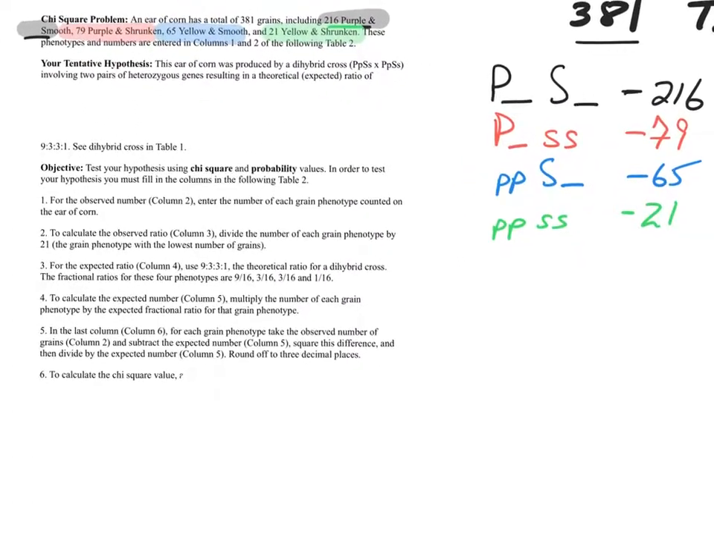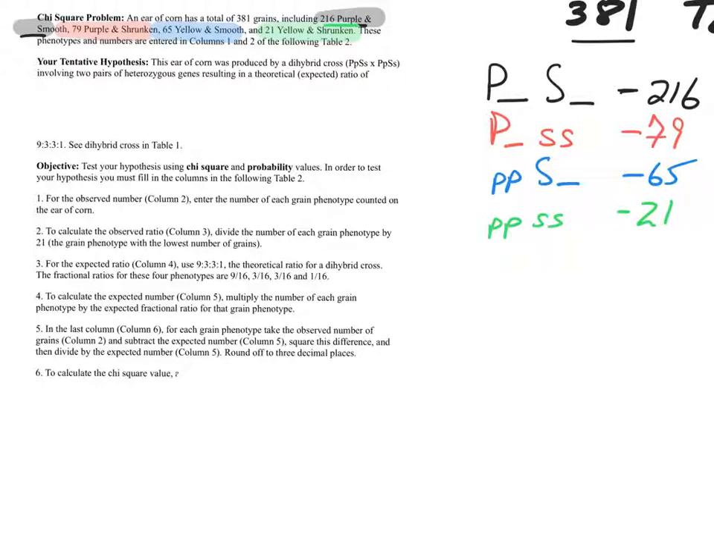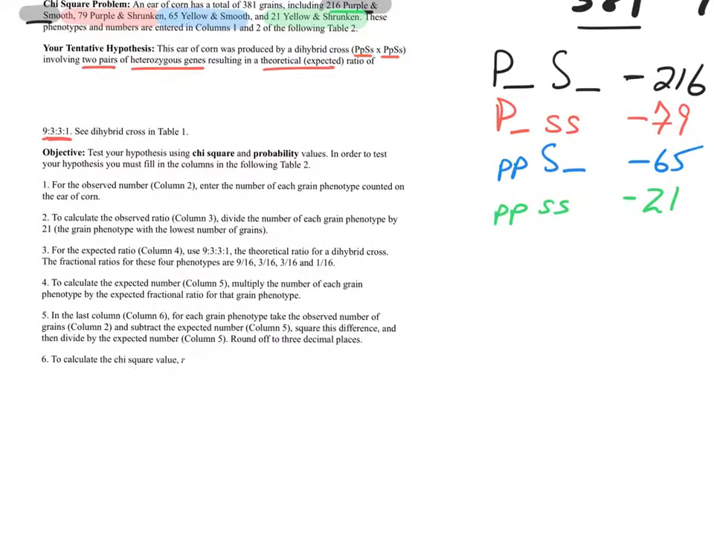All right, so your hypothesis is that you have this ear corn, ear meaning the corn cob, and it's produced by a dihybrid cross. Your hypothesis is that this cross was between two heterozygotes. So two pairs of heterozygote genes, resulting in a theoretical expected ratio of what? 9 to 3 to 3 to 1. Right? You saw the table, so that's what we expect.